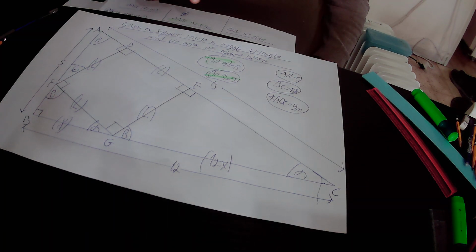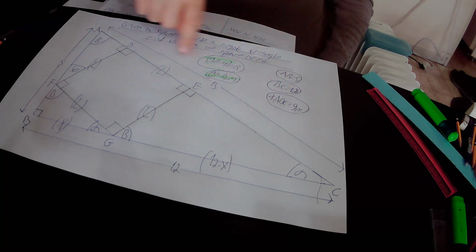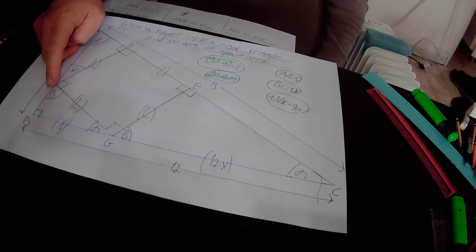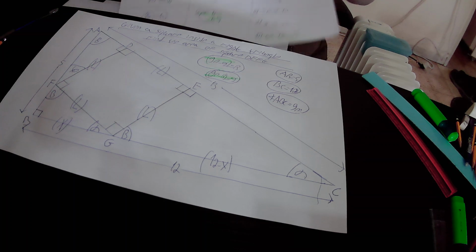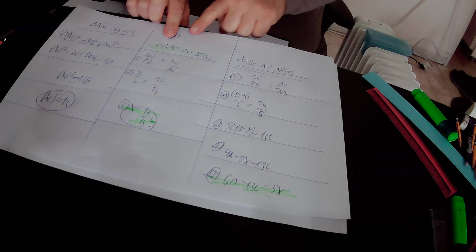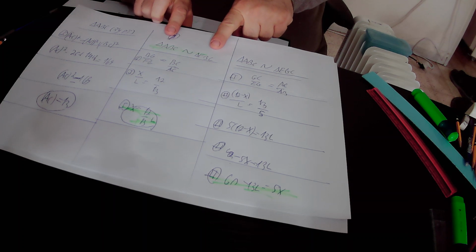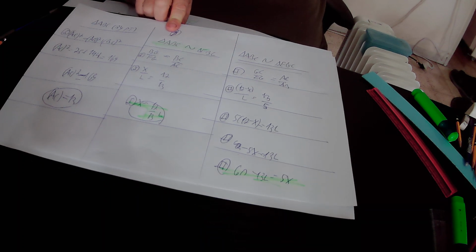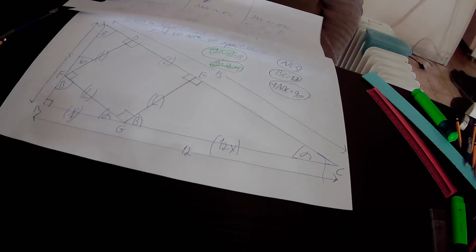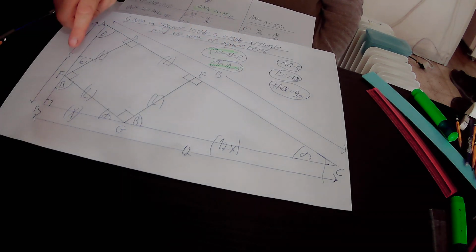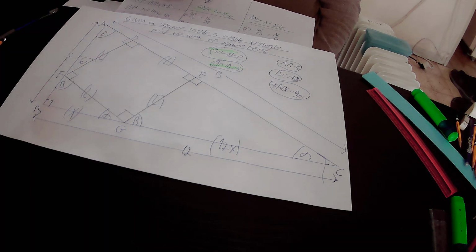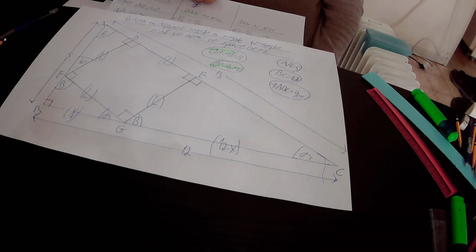For example, the big right triangle ABC is similar to the small right triangle FBG, according to the angle similarity rule. And from the fact that the big right triangle ABC is similar to the small right triangle FBG, we derive that the following relationship exists between their sides.